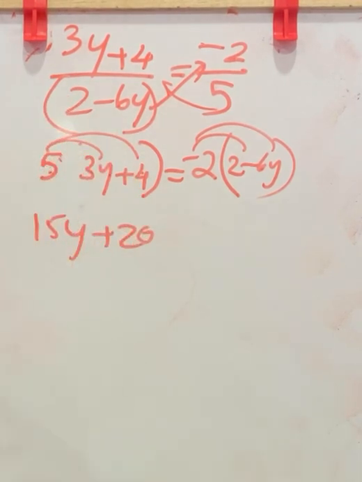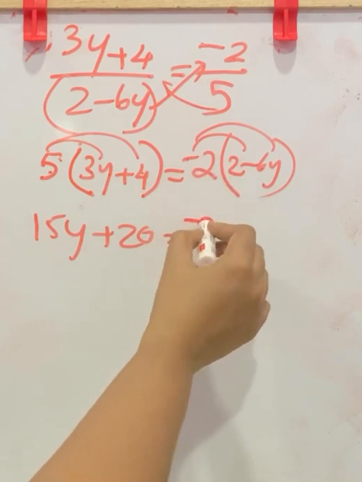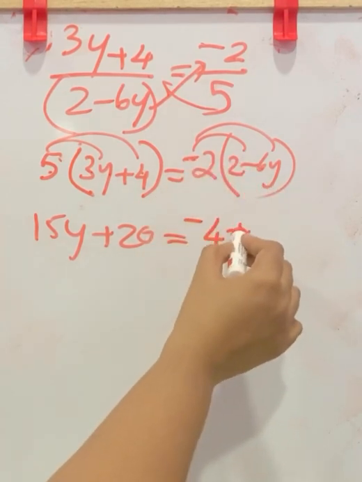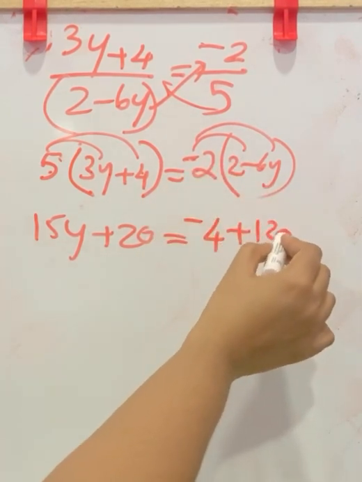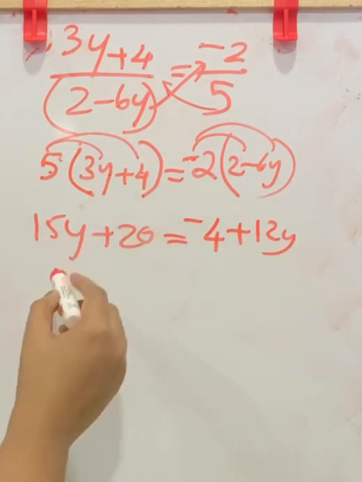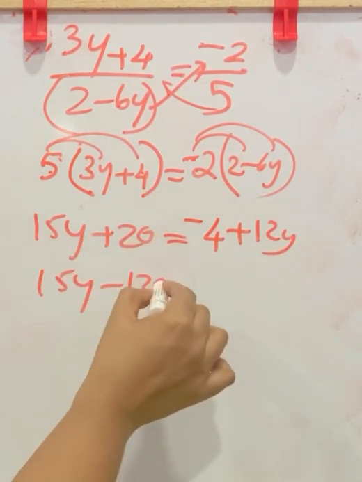It is not 15y plus 20. So always be sure you are putting the bracket wherever it is needed. Next, minus 2 into 2 is minus 4. Minus into minus plus, 2 6s are 12y.